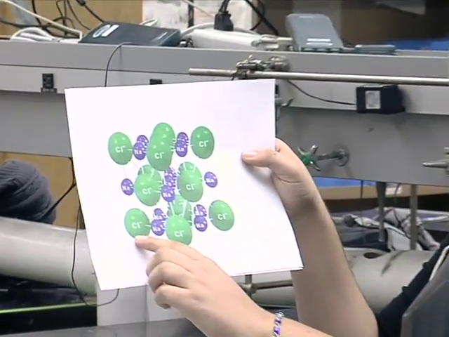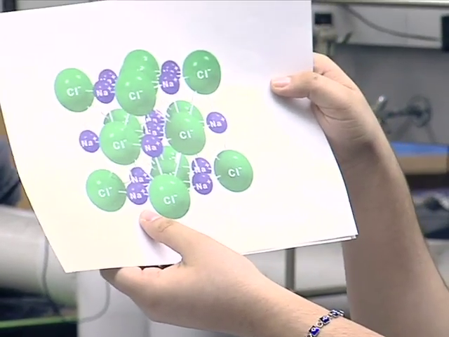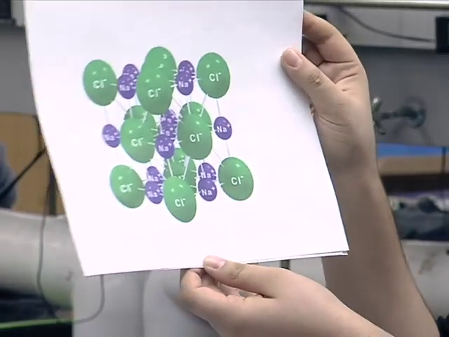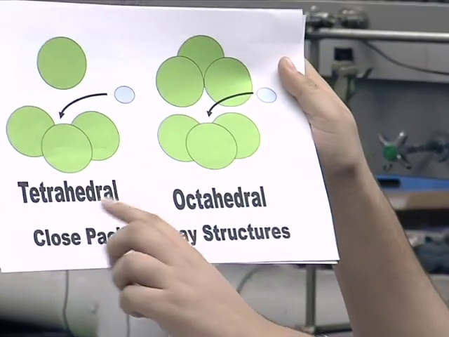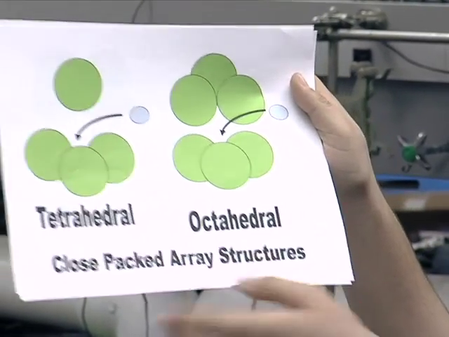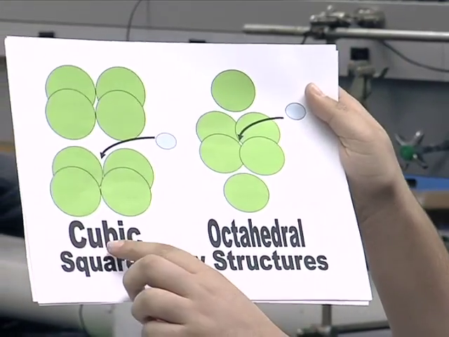In the example of sodium chloride, we see that larger ions sit at the lattice points of the unit cell, and the smaller ions sit in the depressions or holes of the unit cell. In close packed array structures, we may have tetrahedral holes or octahedral holes. In square array structures, we may have cubic holes or octahedral holes.